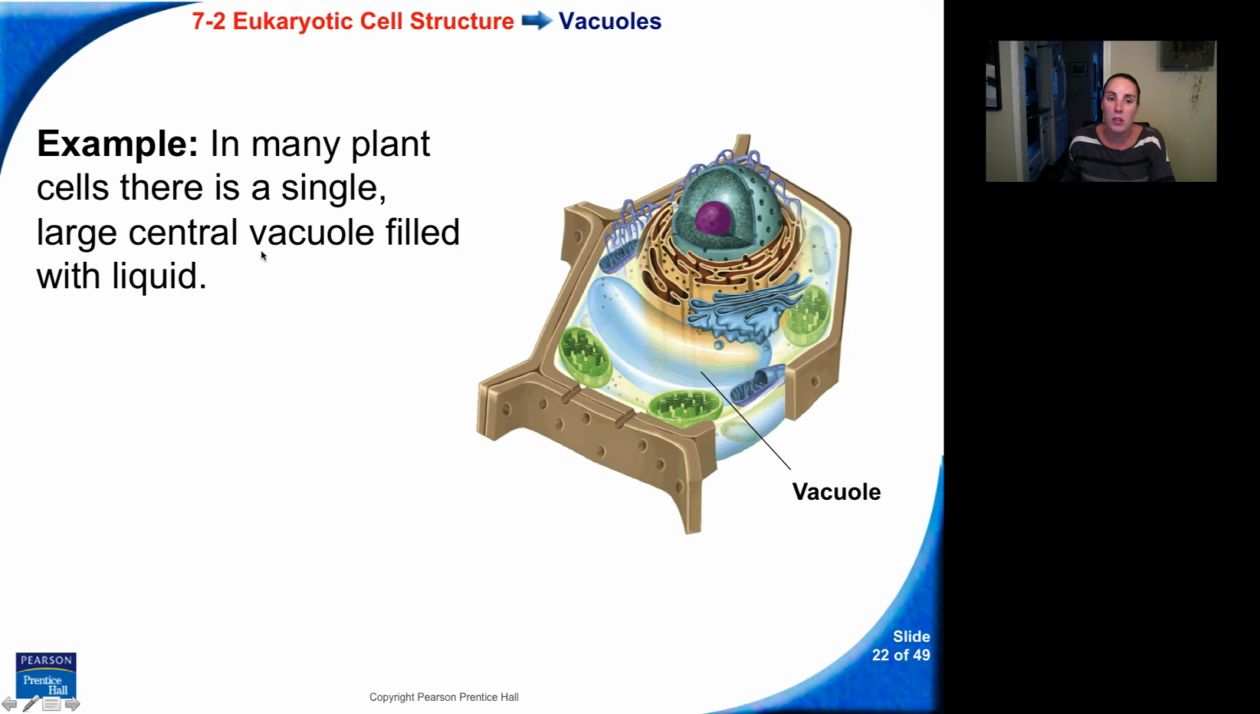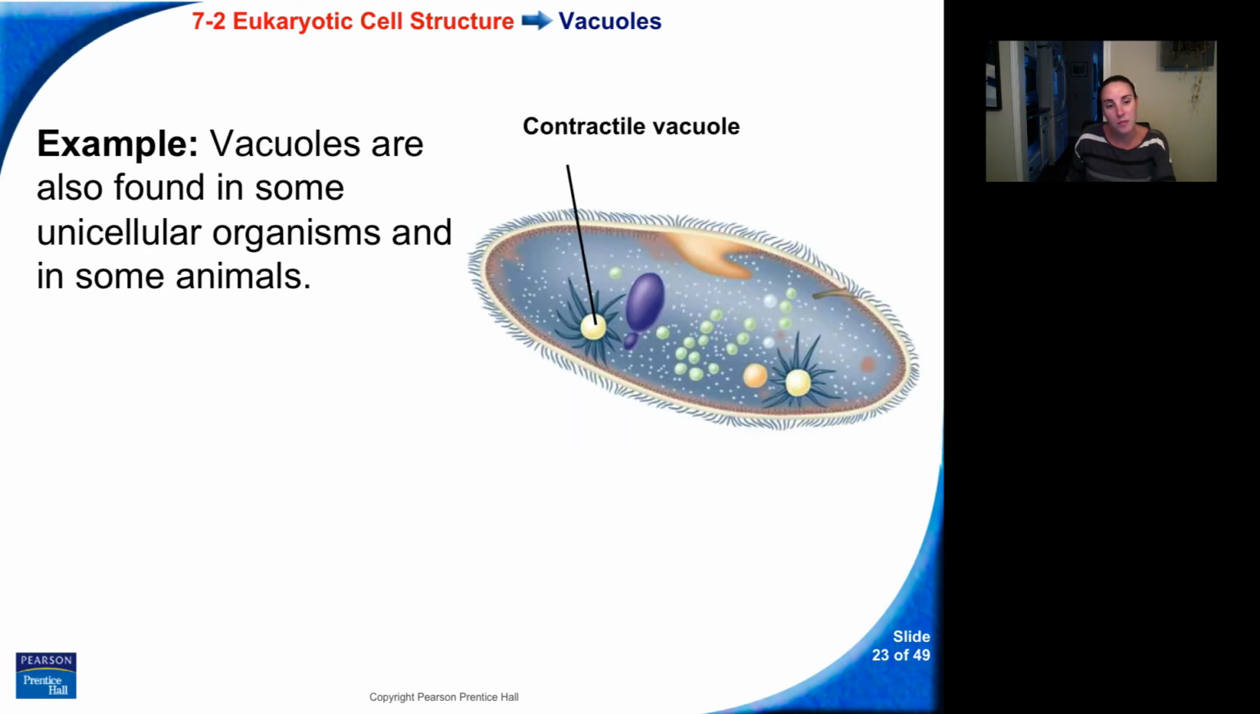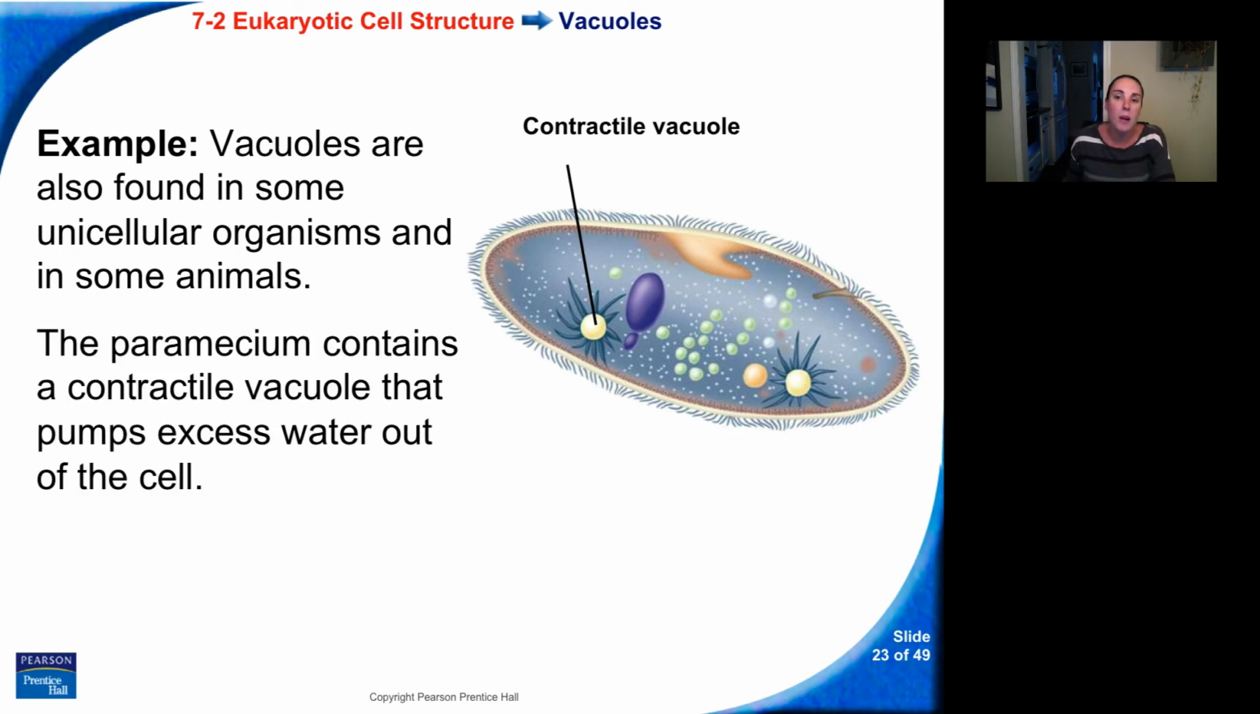In many plant cells, there's a single large central vacuole filled with liquid. It actually takes up most of the inside of the cell. The pressure of the central vacuole allows the plants to support heavy structures such as leaves and flowers. There are also vacuoles found in some unicellular organisms and some animals. The paramecium right here has what we call a contractile vacuole that pumps excess water out of the cell. So it's like a water pump. If too much water gets inside the cell, it pumps it back out.